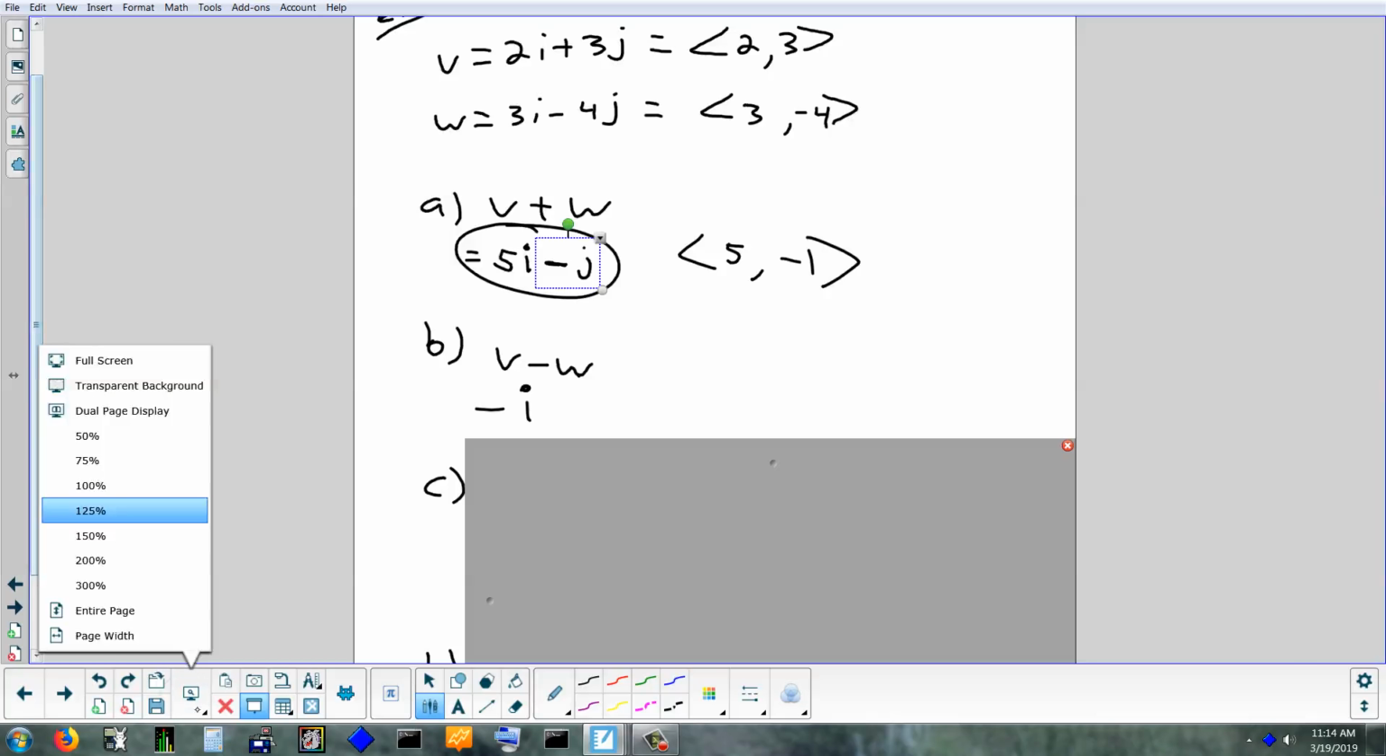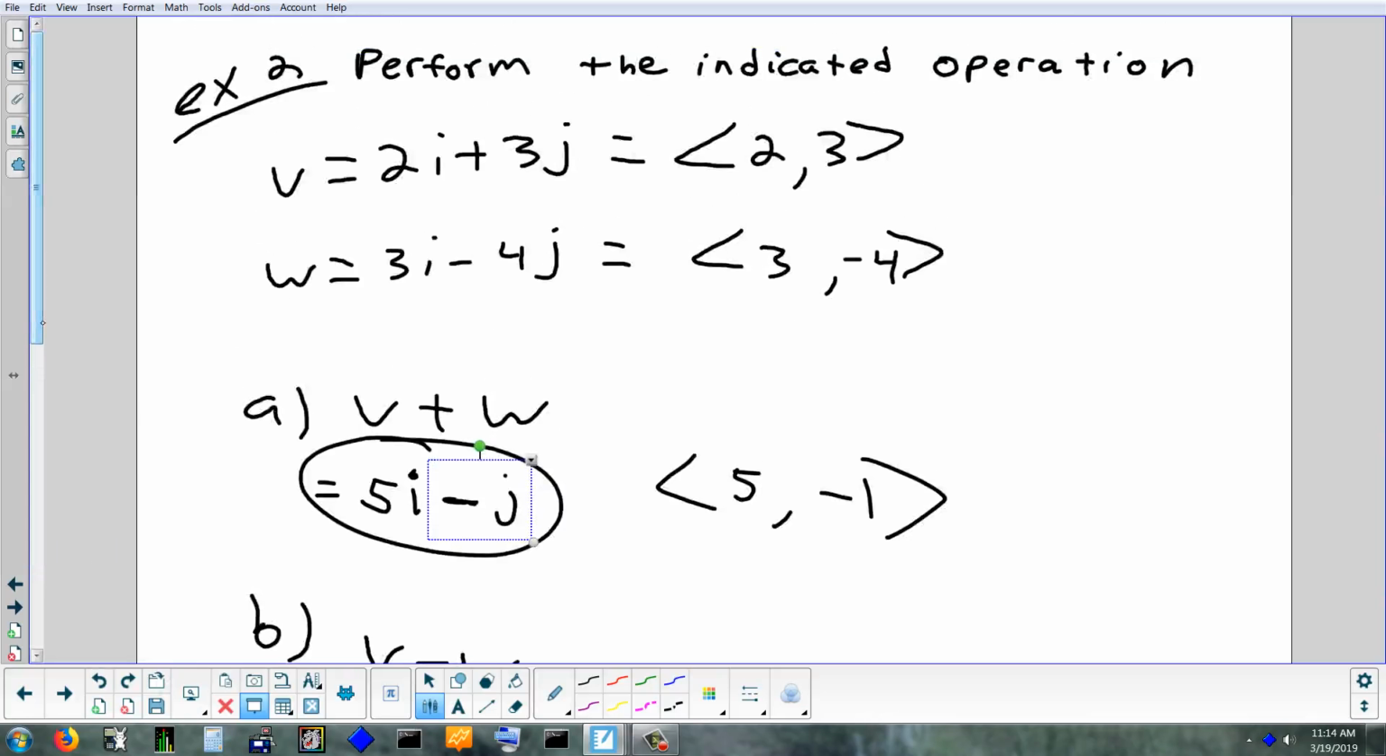Oh, is it too small? I made it a little smaller.